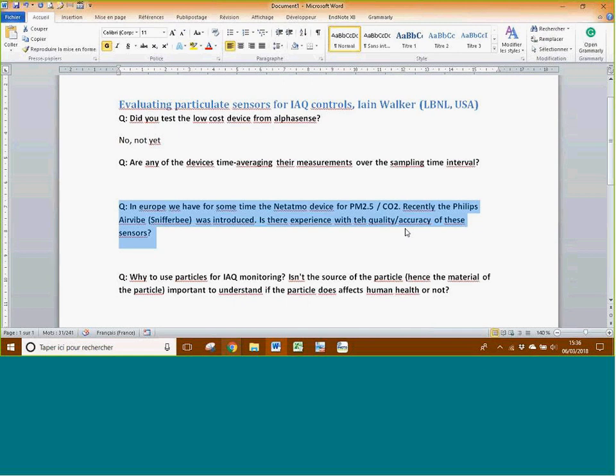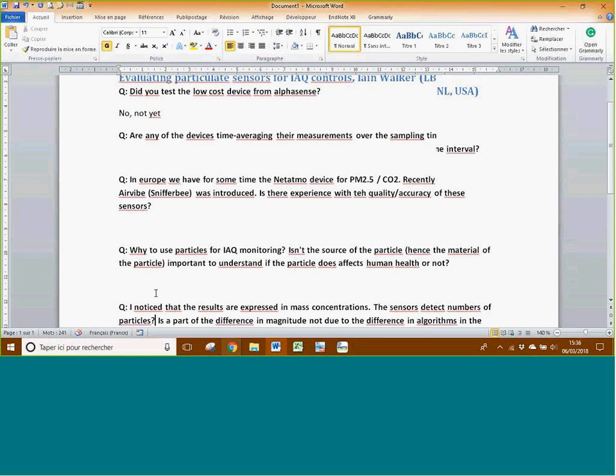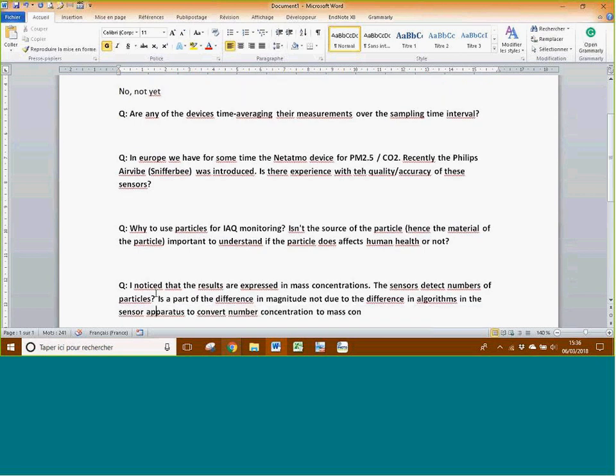Yeah, I suspect this question is going to come up a lot. And again, my answer will be the same as before. We simply tested what was available at the moment in time that we started the project. So yes, there are definitely other devices that we have not evaluated yet. Okay. So the answer is, I'm sorry, no. We have not looked at the Netatmo or the Sniffer B.